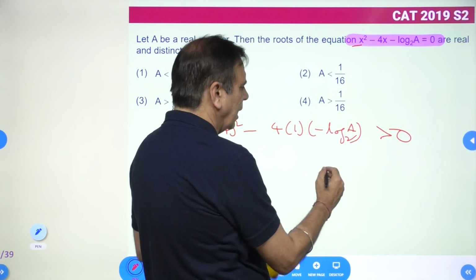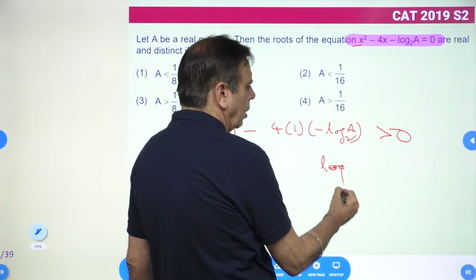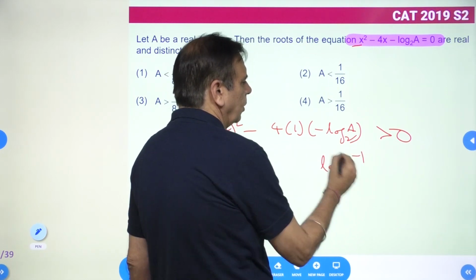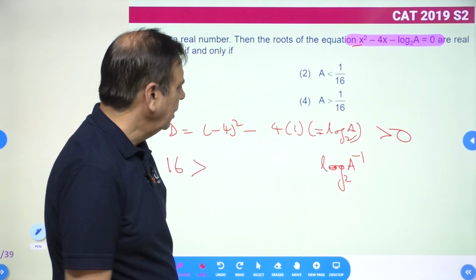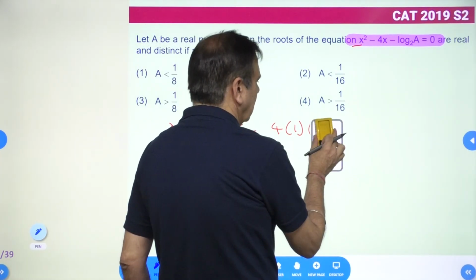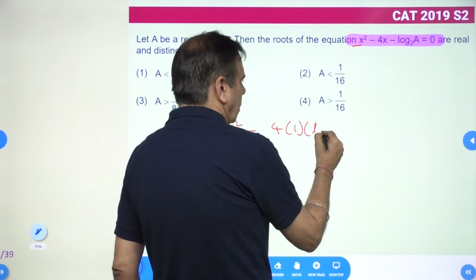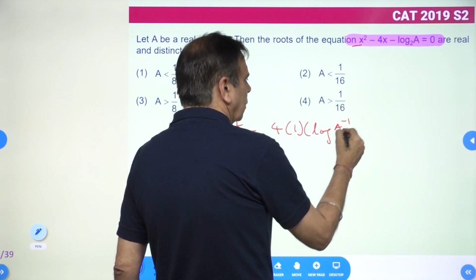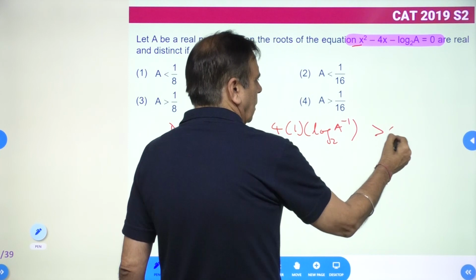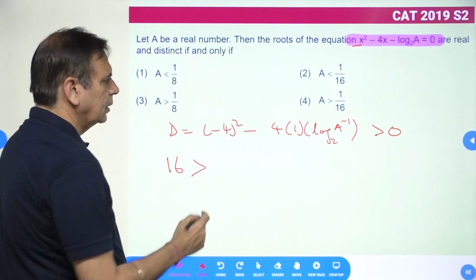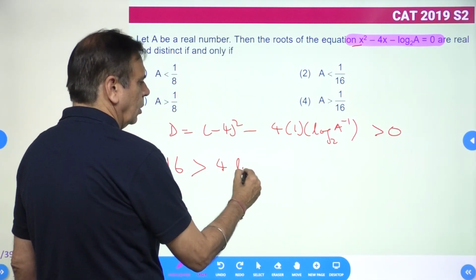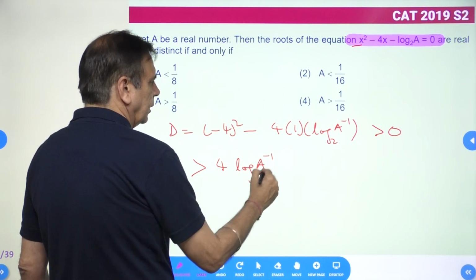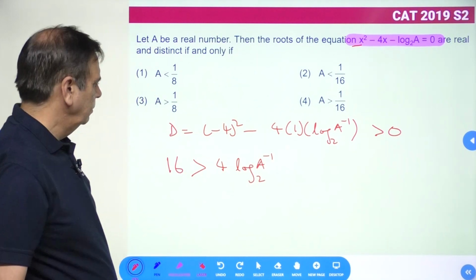Can I write this as log of base 2 of a to power minus 1? ये minus 1 को पावर में ले जाते हैं ना. Okay, so I'll rewrite it as log of a to power minus 1 base 2. Okay, so 16 should be greater than 4 times log of a to power minus 1 base 2. Okay, great.